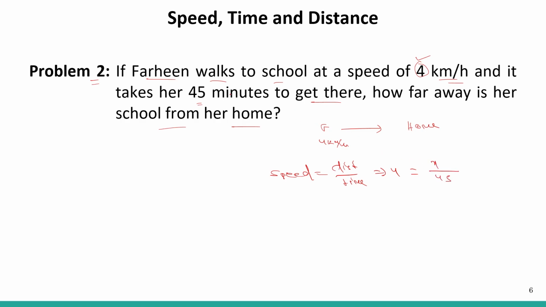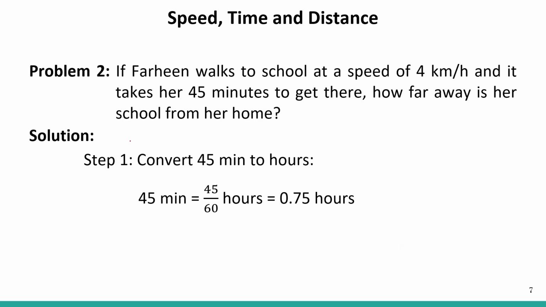As you can see here, the time is in minutes, so what we want is to convert it into hours. 45 minutes is equal to 3 by 4 hour, because the speed is in kilometers per hour. So x is equal to 4 into 3 by 4, which is equal to 3. So x will be equal to 3 kilometers. The distance from Fareen's home to school will be 3 kilometers only. Let's go forward and see the step-by-step solution.